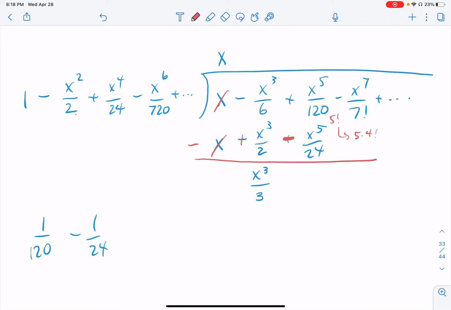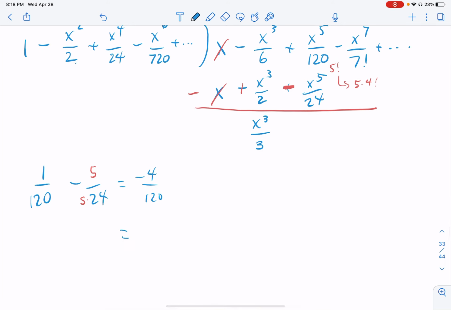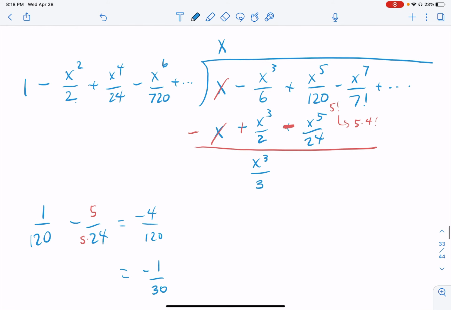So all I have to do, folks, is just multiply that by a 5, multiply this by a 5, there we go. So up top I'm going to have a -4, looks like. -4 over 120, reduce it. 4 goes into 120 exactly 30 times, so -1 over 30, so negative x to the 5th over 30. Do the next one if you want to.